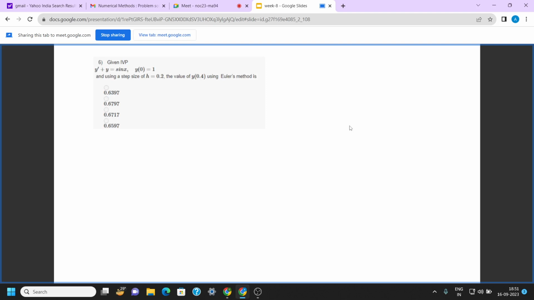So question number 6 is, given IVP, y dash plus y is equal to sin x, comma y of 0 is equal to 1. So initial value y0 is given as 1, and using a step size of h equal to 0.2. So the value of y of 0.4 using Euler's method is, for the given IVP, you have to calculate y of 0.4 with the step size h equal to 0.2 using Euler's method. Is it 0.6397 or 0.6797 or 0.6717 or 0.6597?